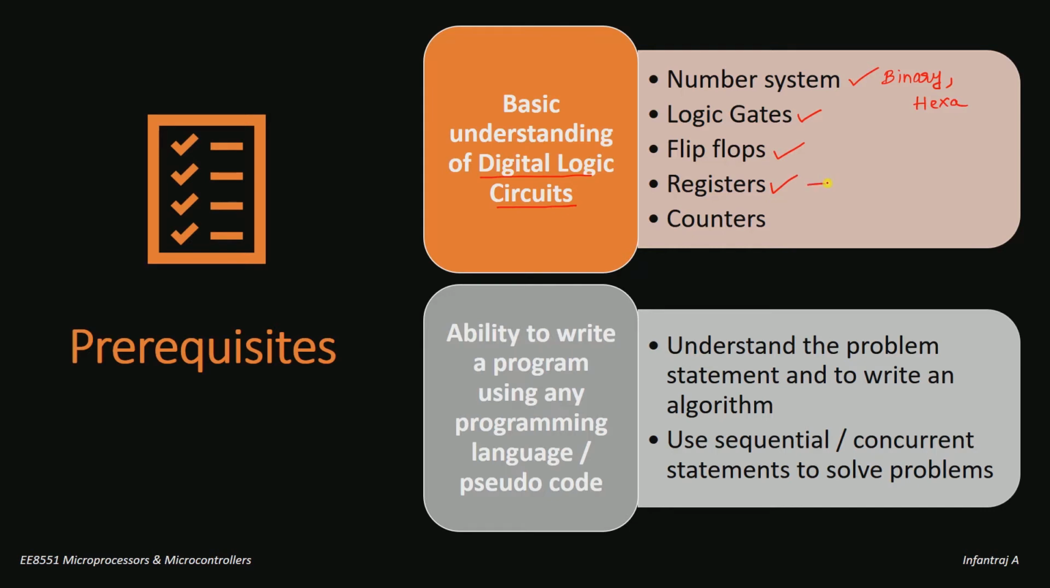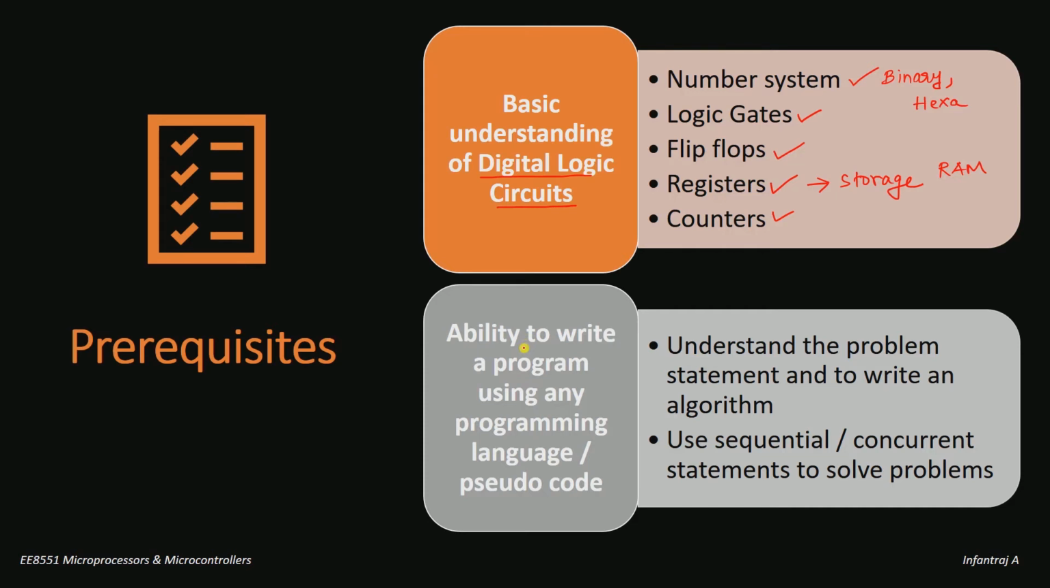Next is the register. A register in a microprocessor is used for storage. The storage can be permanent, as in the read-only memory, where some information or instruction sets are stored forever. And then we have the memory device called RAM, the random access memory, for temporary access. Next is counters. These are some prerequisites from the course digital logic circuits.